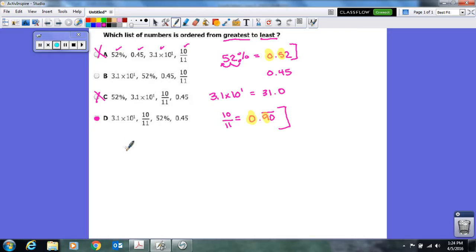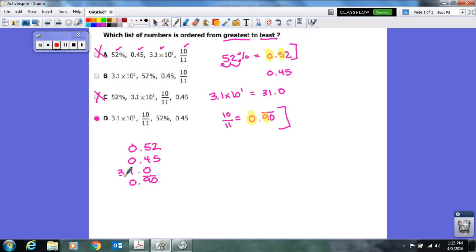When students are working on these, the most common mistakes they have is when they compare these different values. If I'm doing this and I'm not really feeling confident about this, I would literally write these things in a list. So 0.52, 0.45, 31.0, and 0.90, and that's repeating, of course.